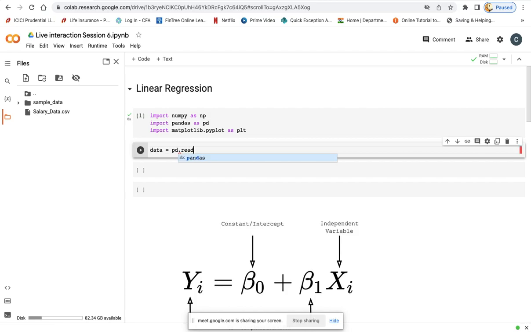And to find b0, which will be our intercept: we take the mean of y, the mean of salary in this case, y bar, minus slope times x bar. So in this case we can write it as y_mean minus b1 times, let's put the bracket, x_mean. So if we get this, we will get the b0 and b1 values.